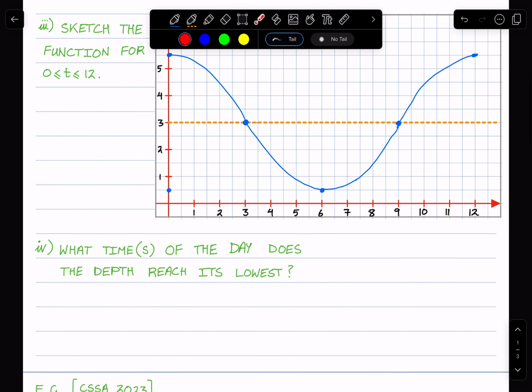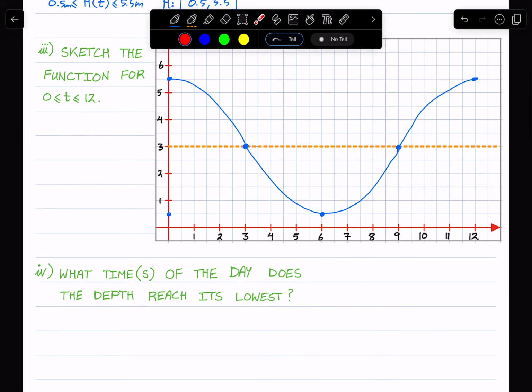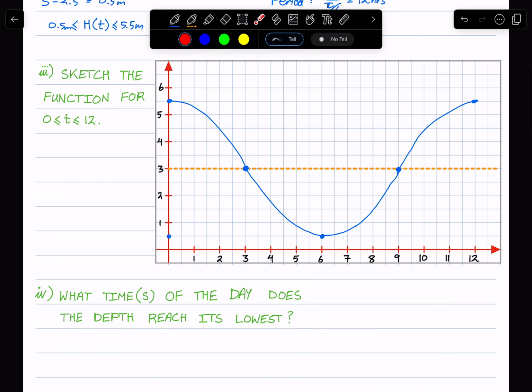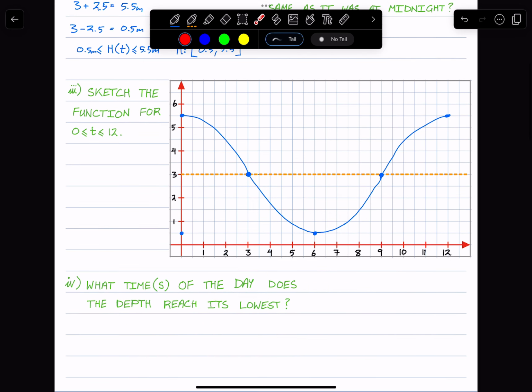Let's keep going here. Part 4. What time or times of the day does the depth reach its lowest? Well, now remember that this function is saying that it begins at midnight. Notice that the lowest depth here is at 0.5, and it first happens at 6 a.m. So 6 a.m. is the first one.